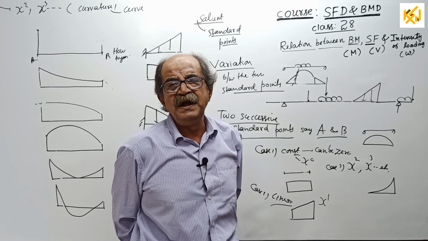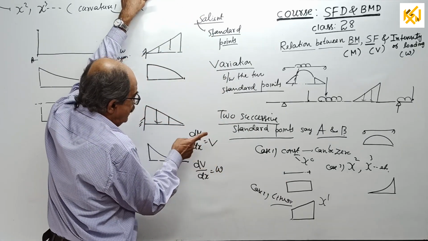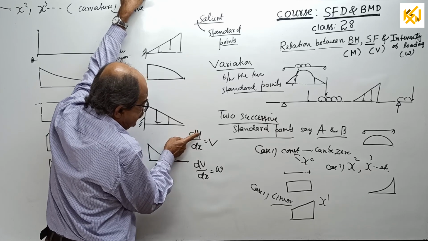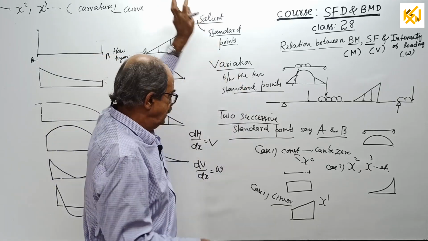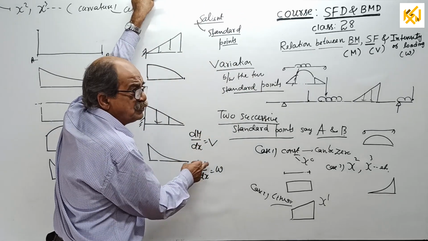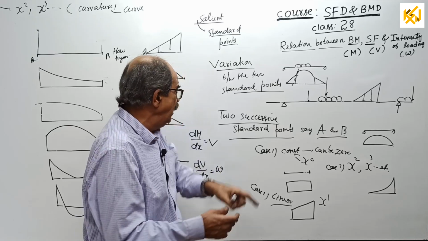So, important is not sign. That will come here. Important is how much. That means rate of change of bending moment is shearing force. Rate of change of shearing force is intensity of load. This is what we will prove. Or one more is there.